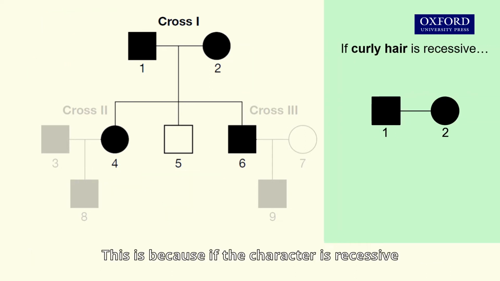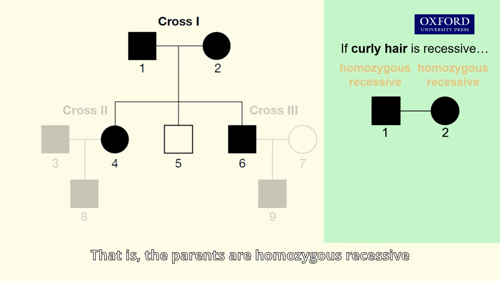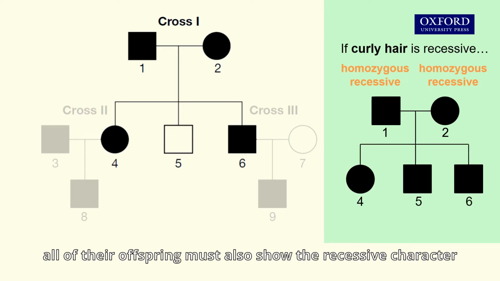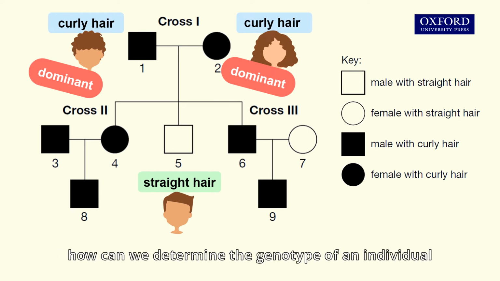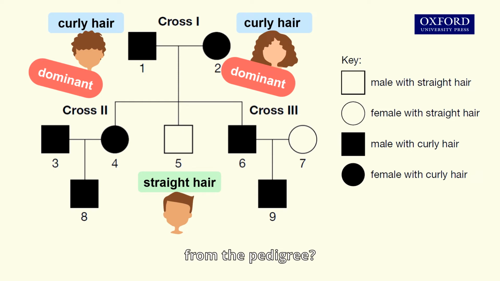This is because, if the character is recessive, that is, the parents are homozygous recessive, all of their offspring must also show the recessive character. Now we know that curly hair is the dominant character. How can we determine the genotype of an individual from a pedigree?